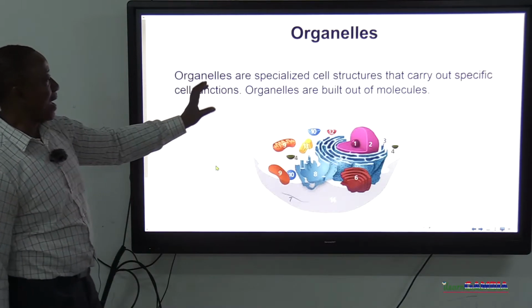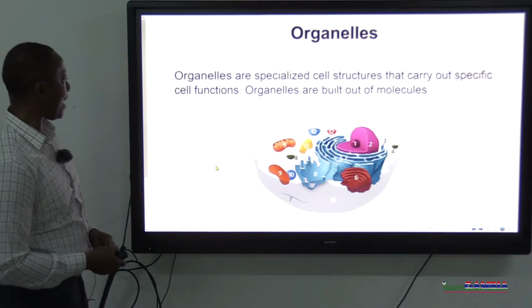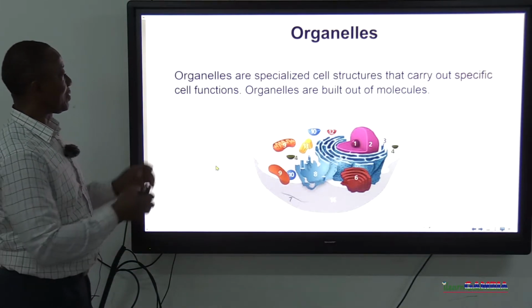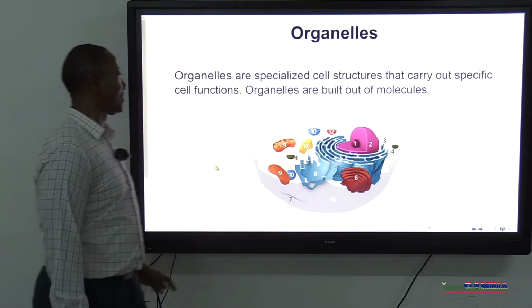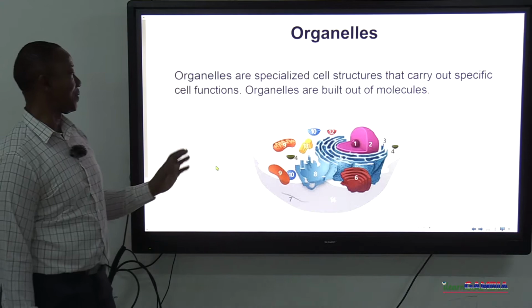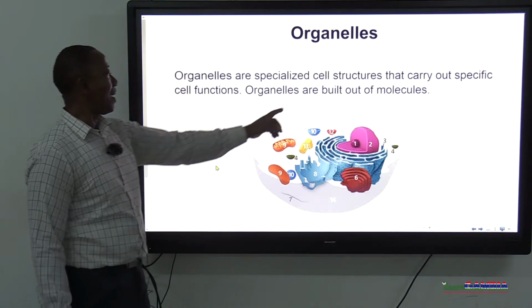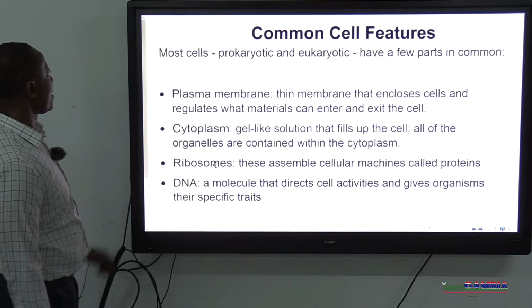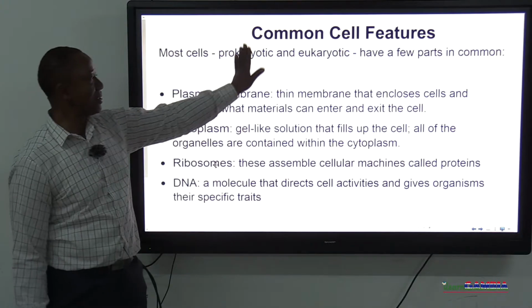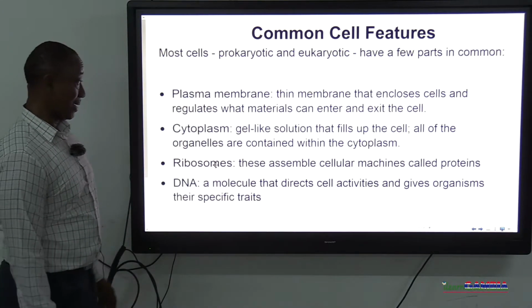Organelles are specialized cell structures that carry out specific cell functions. So they are different structures inside the cell, and they carry out specific functions. Each of them has a specific job to do. They are built out of molecules, as we mentioned. So most cells, that is prokaryotic and eukaryotic, have a few parts in common. And what are these few parts?